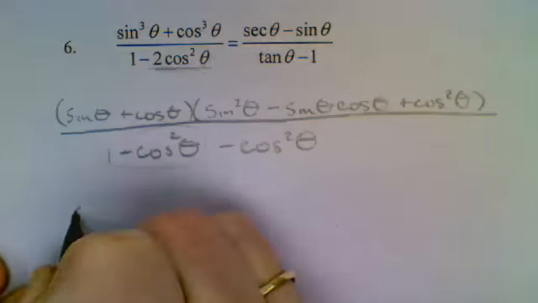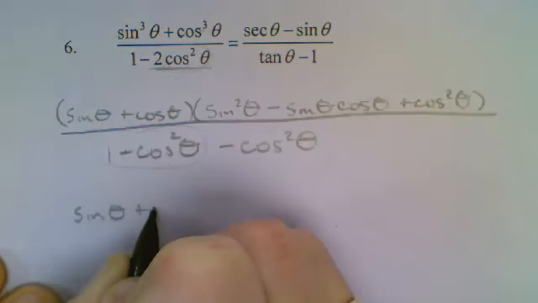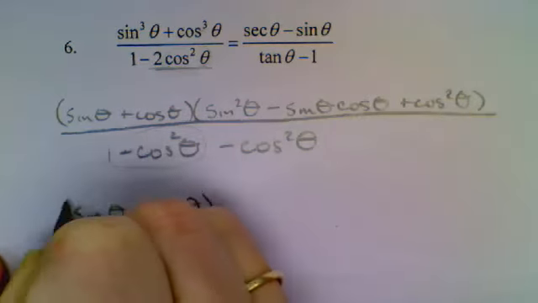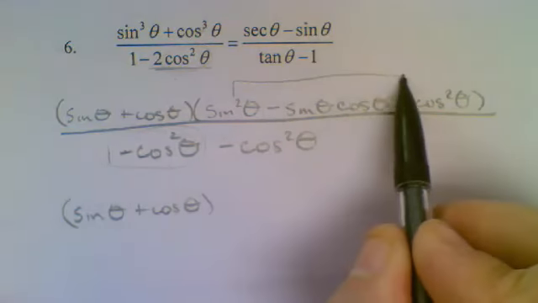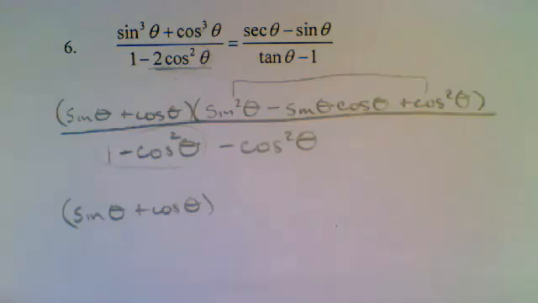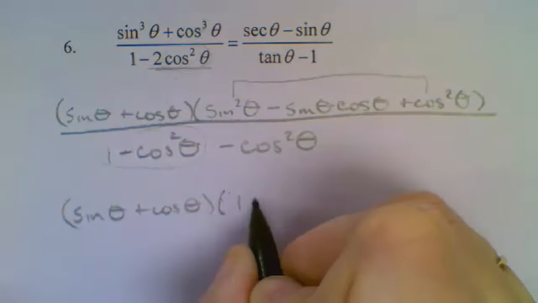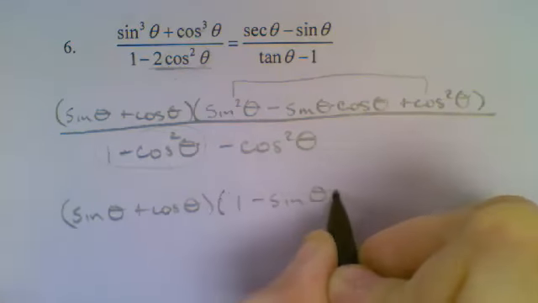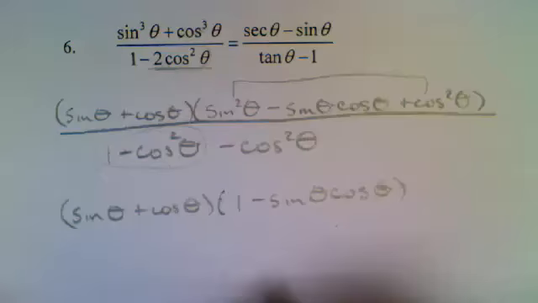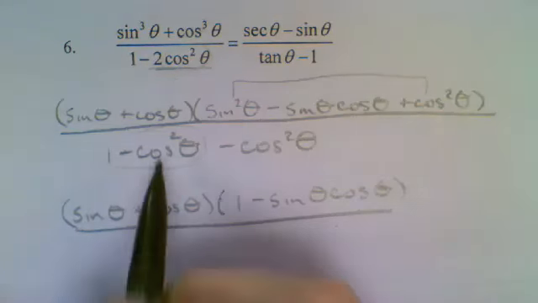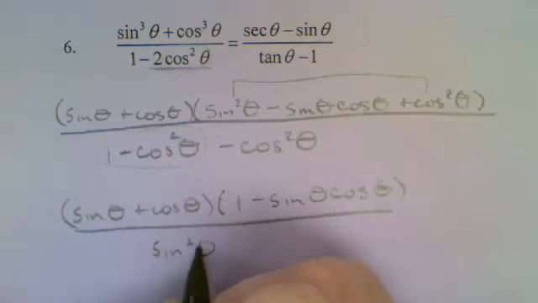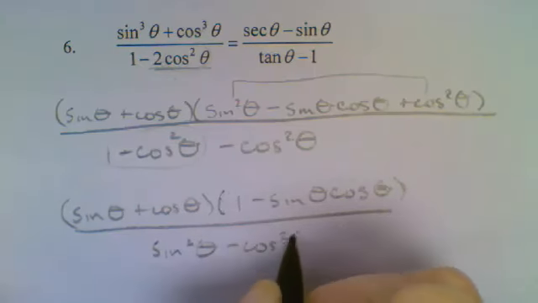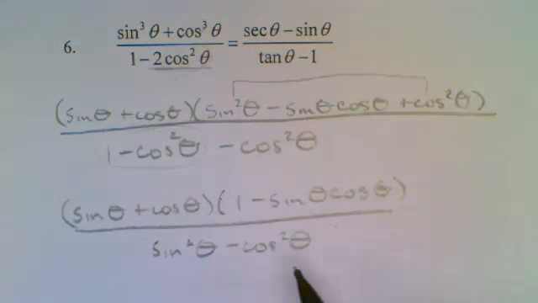So I'm going to rewrite the numerator. The first binomial has to stay the same. Second binomial or trinomial, I think I would change it to a binomial by adding sine squared plus cosine squared. So that's 1 minus sine theta cosine theta. And then in the denominator, like I said, this becomes sine squared minus cosine squared theta.